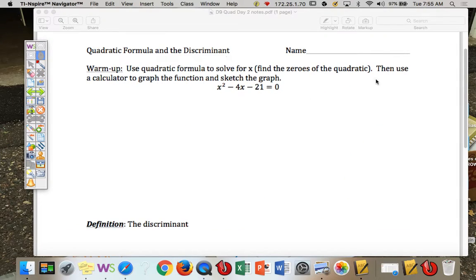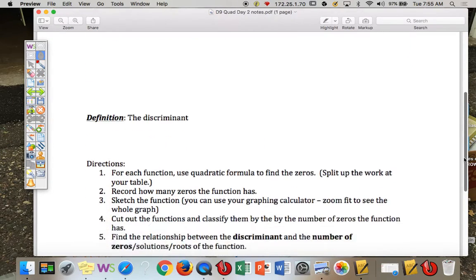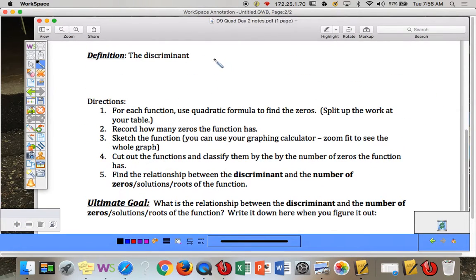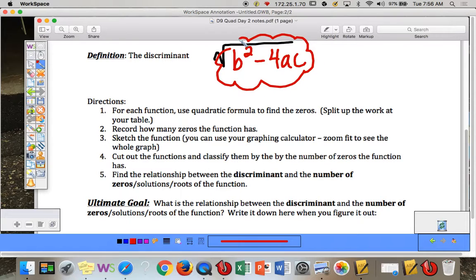So today during class, we're going to look at something called the discriminant. The discriminant is the thing under the square root sign. So here's the square root sign in the quadratic formula. The discriminant is the b squared minus 4ac. So it's this number underneath the square root sign.